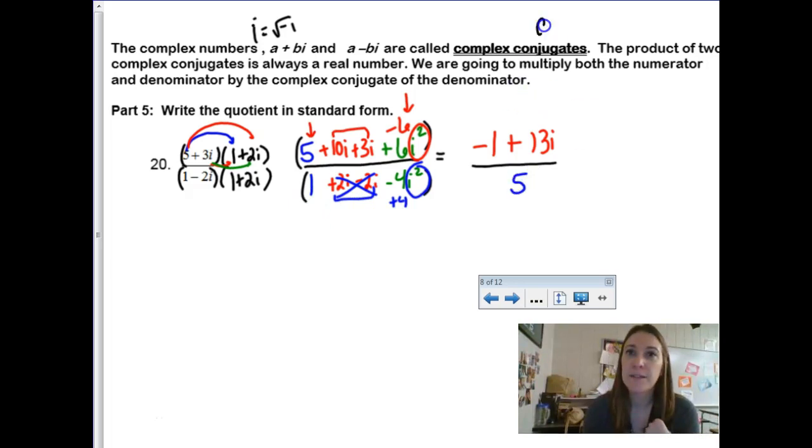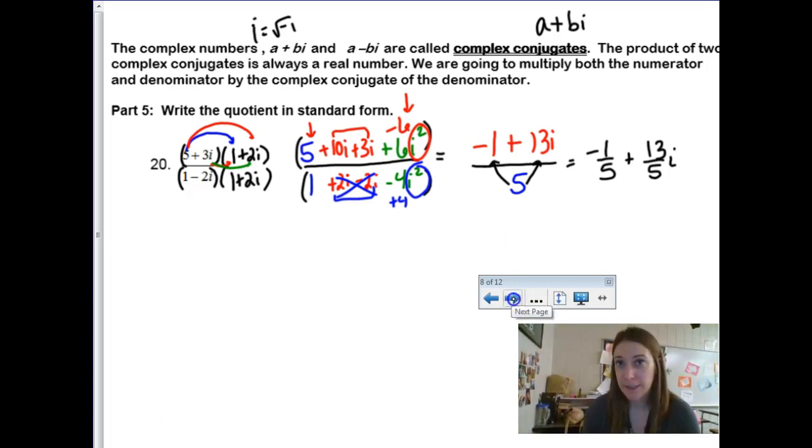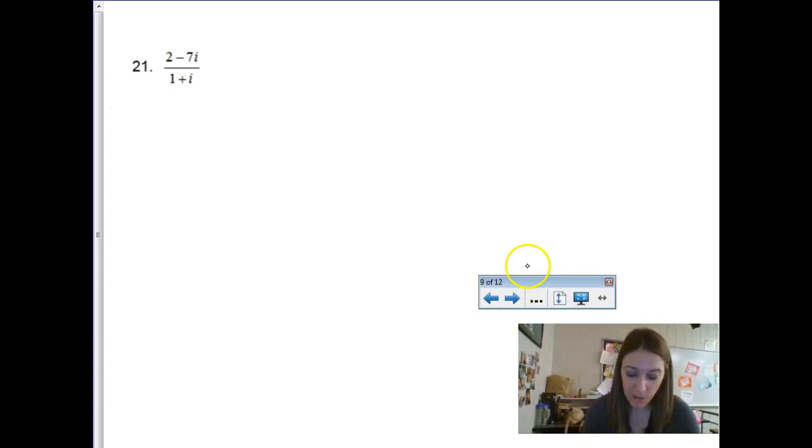And then remember, I want my answer in the form a plus bi. So what we're going to do now is take this 5 and divide it underneath each piece of this numerator. So I get negative 1/5 plus 13/5 i. And now we are in a plus bi form. I know, it's a lot of work. The division ones are clearly the most difficult ones, so hang with me.